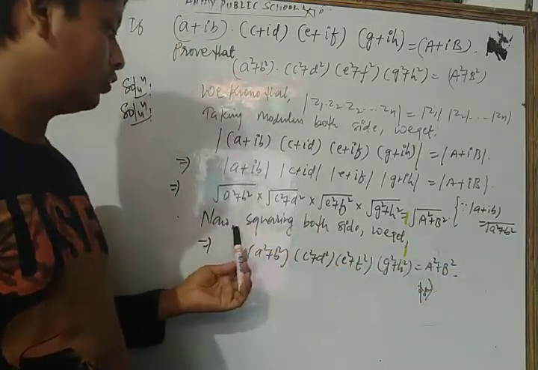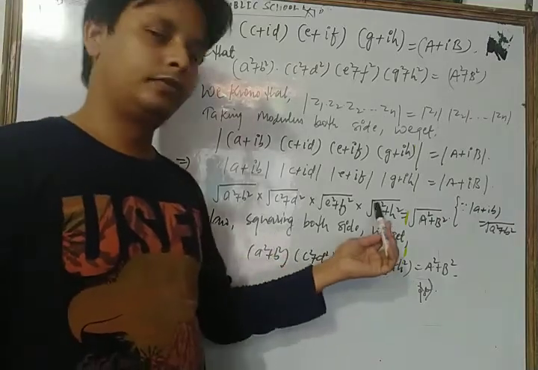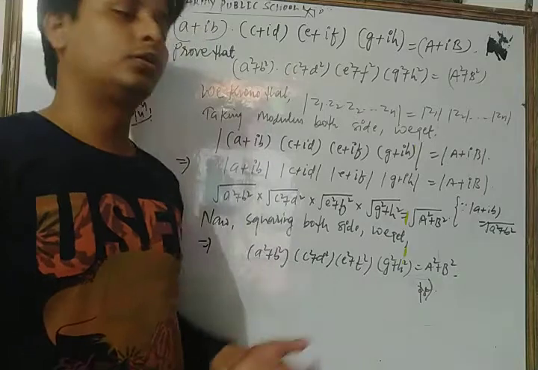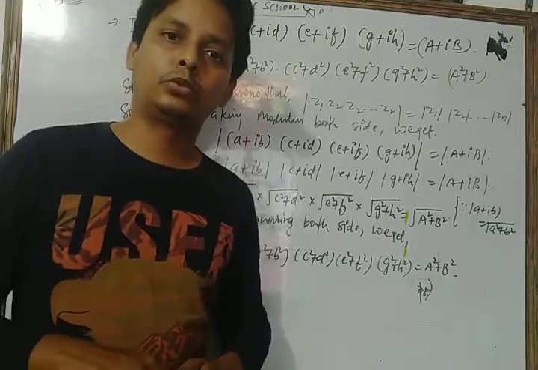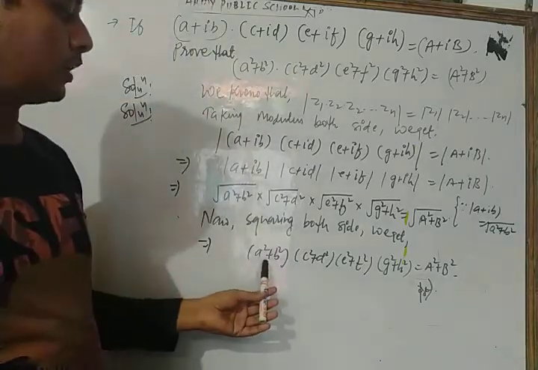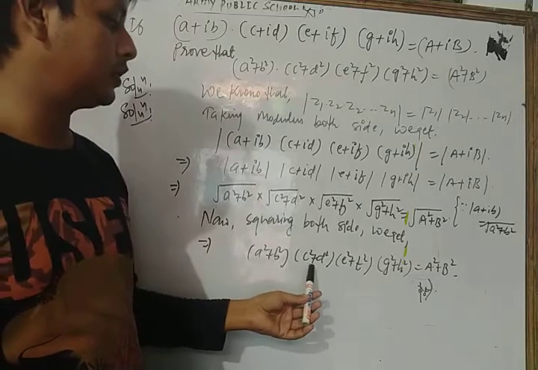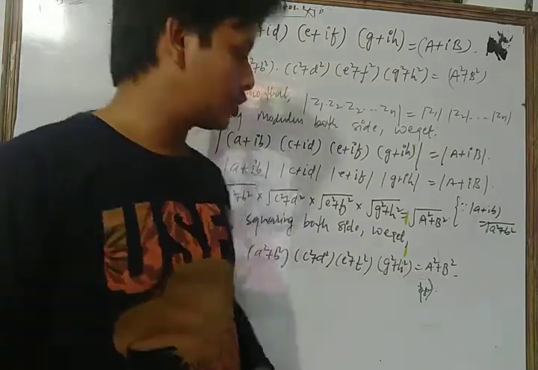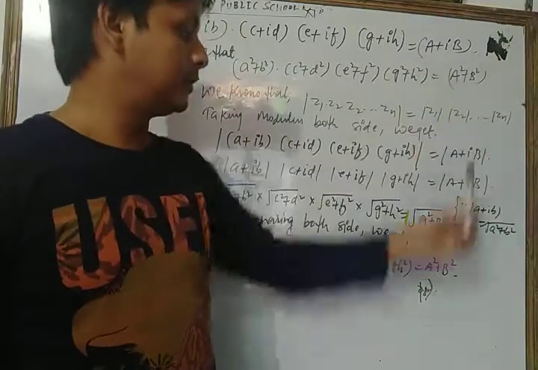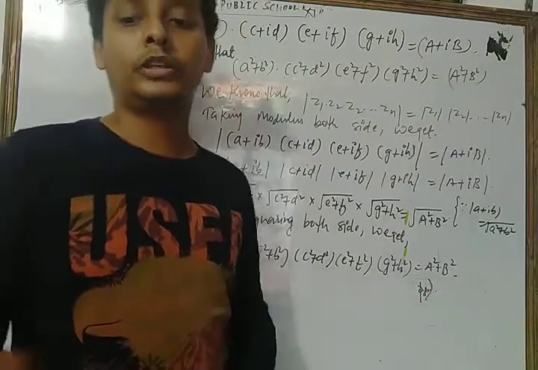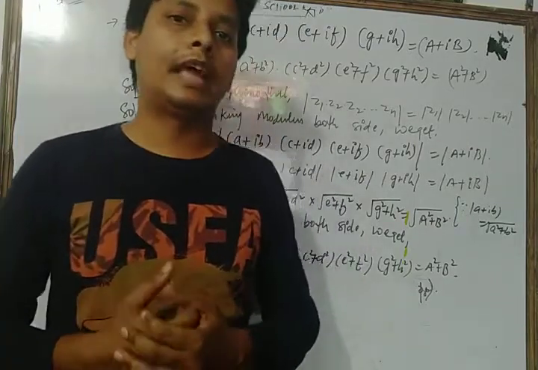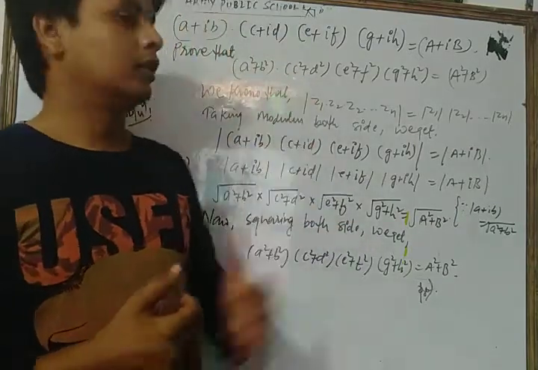Okay, now we square both sides of the above equation, so we get, you know that squaring both sides, the square root cancels on both sides, so we have a square plus b square into c square plus d square into e square plus f square into g square plus h square as a square plus b square, hence our result is proved. Now dear students, you can solve all the questions of your NCERT exercise based on that type of question.